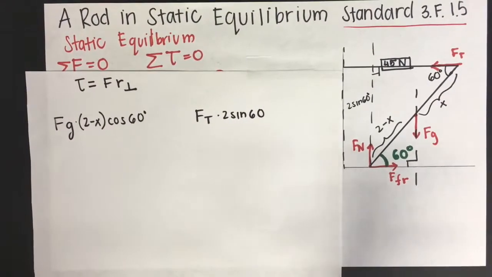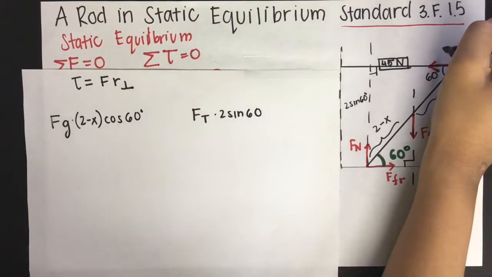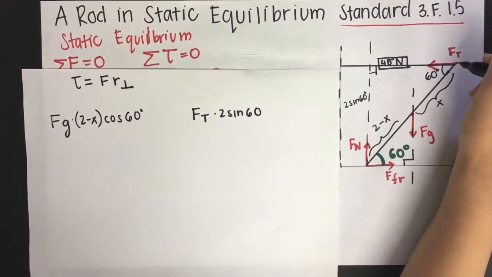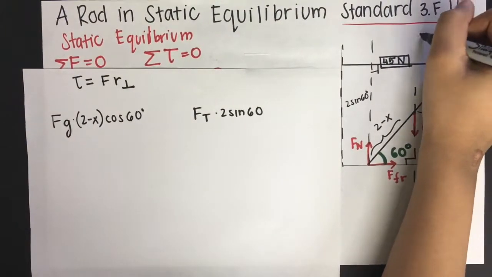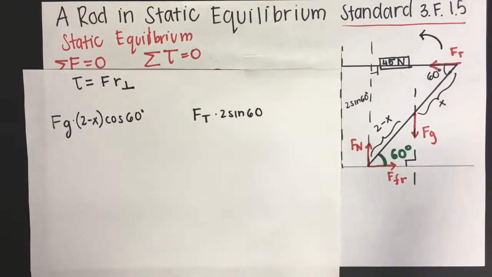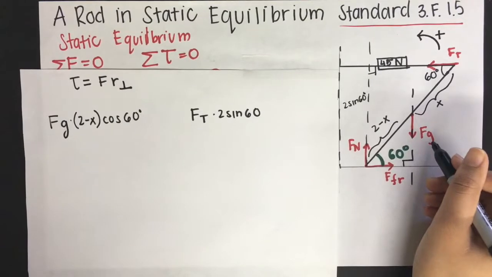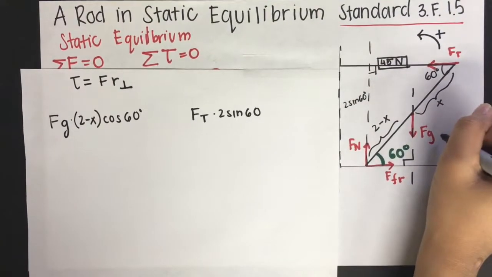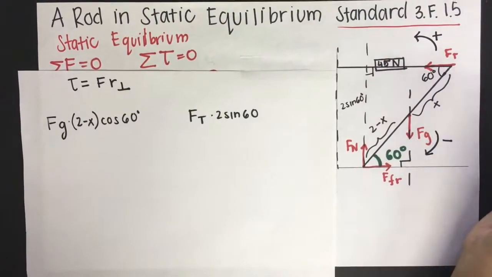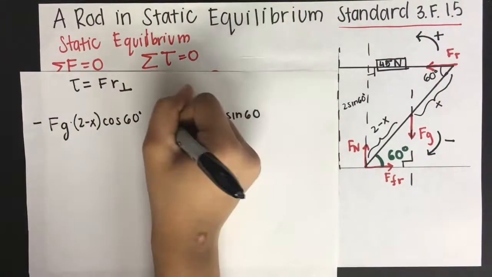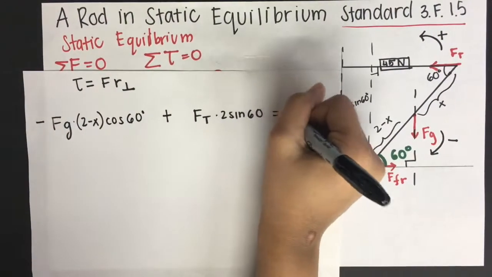Now we have to look at the directions to find out the signs. We know that the force of tension causes the rod to move in a counterclockwise direction. A counterclockwise direction is taken as positive by convention. The force of gravity causes the rod to move in a clockwise direction, which is by convention taken as negative. So then we can just put the signs in. And as I said before, the net torque has to be equal to 0, so just set this equation equal to 0.